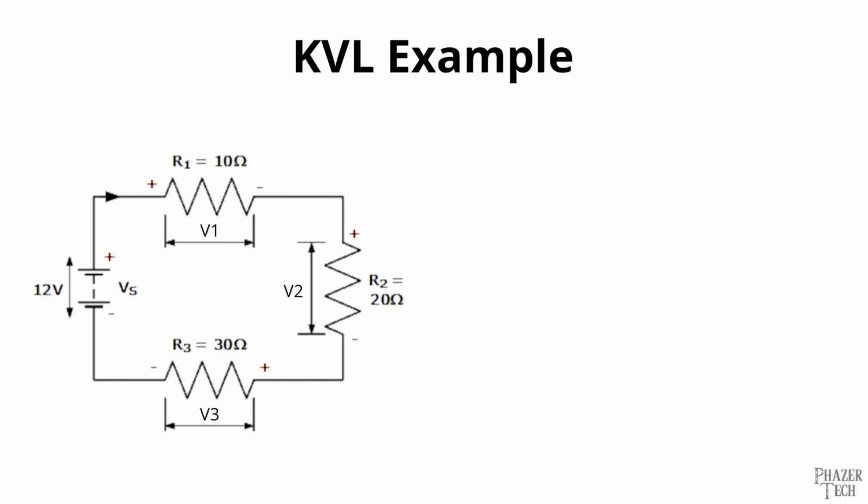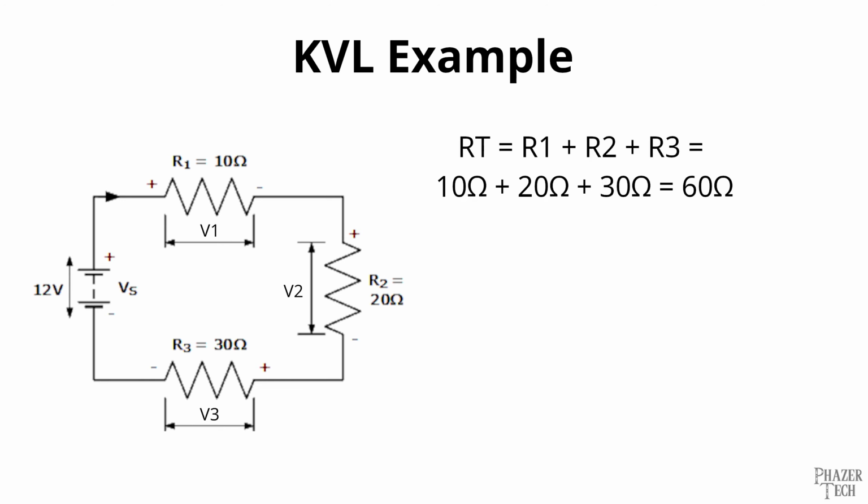Let's say we have this circuit here with a 12 volt power source and 3 resistors whose values are 10 ohms, 20 ohms, and 30 ohms. And we're asked to find the voltage drop across each of the resistors. In order to solve for this, the first thing we need to do is calculate the current going through the circuit. We know the total resistance is simply R1 plus R2 plus R3, which comes out to 60 ohms. Now we can use Ohm's law to solve for the current. This comes out to 200 milliamps.